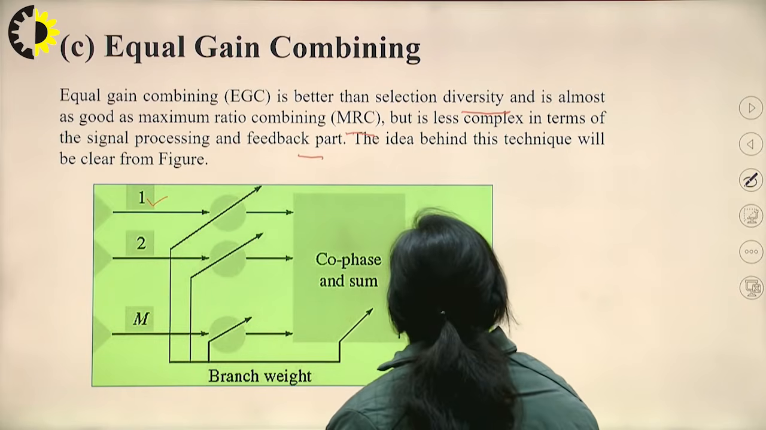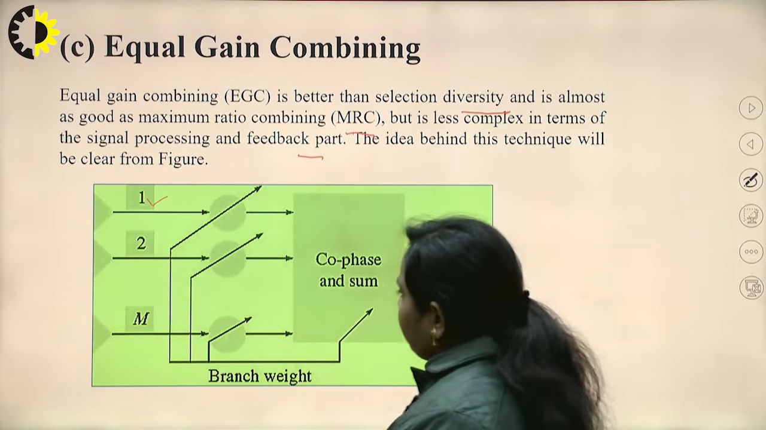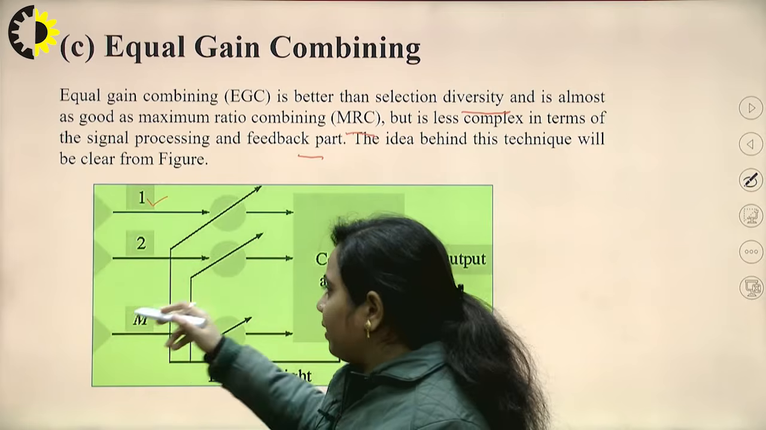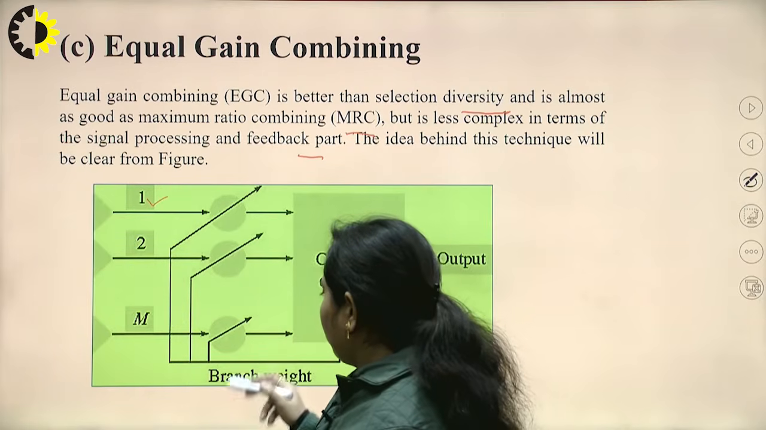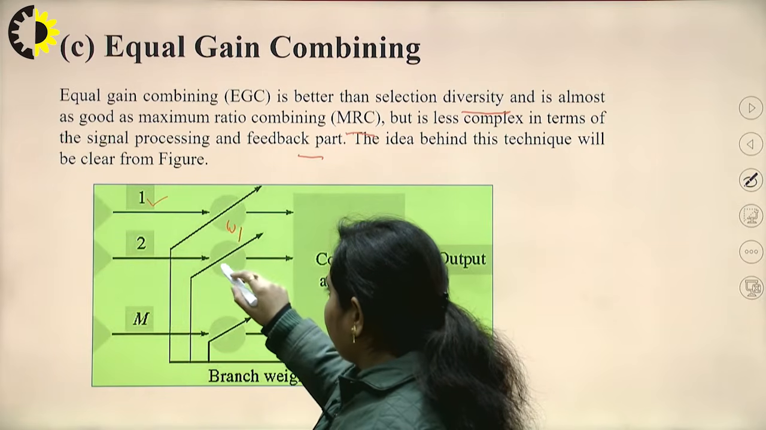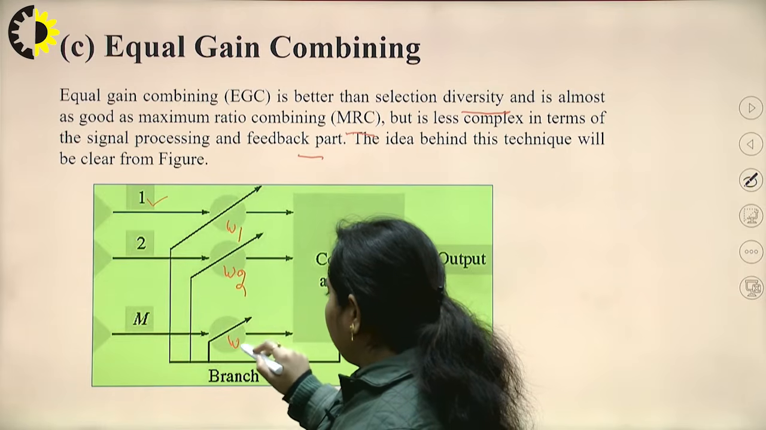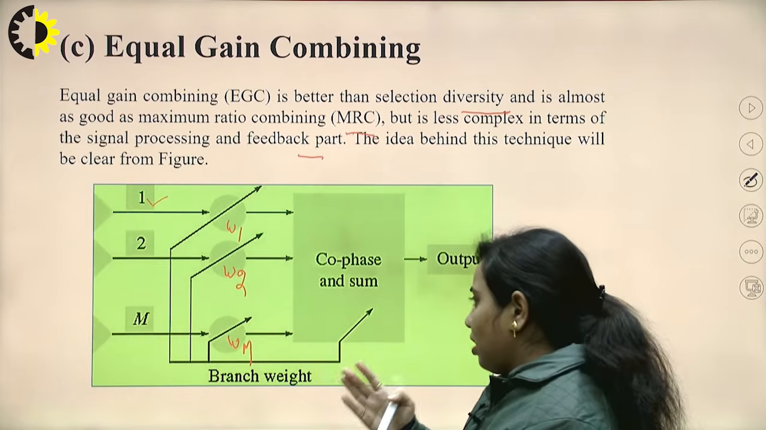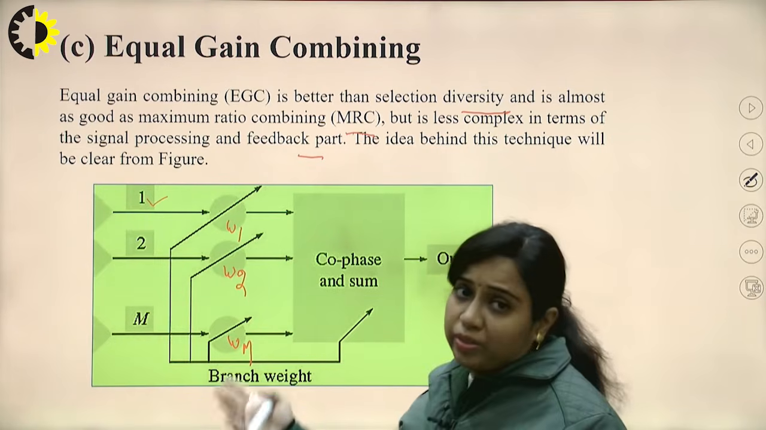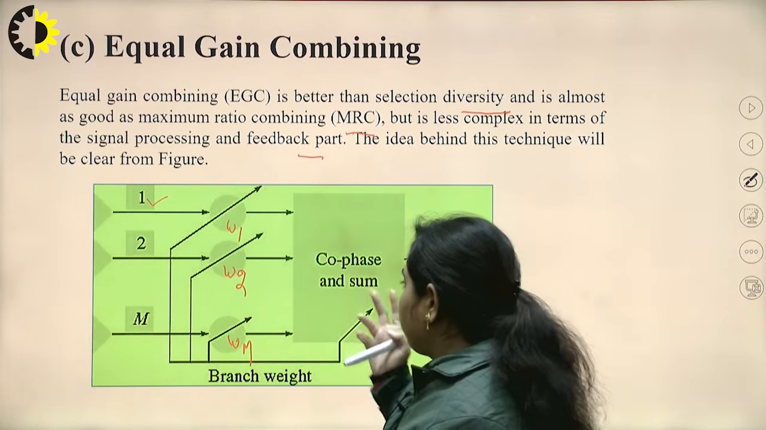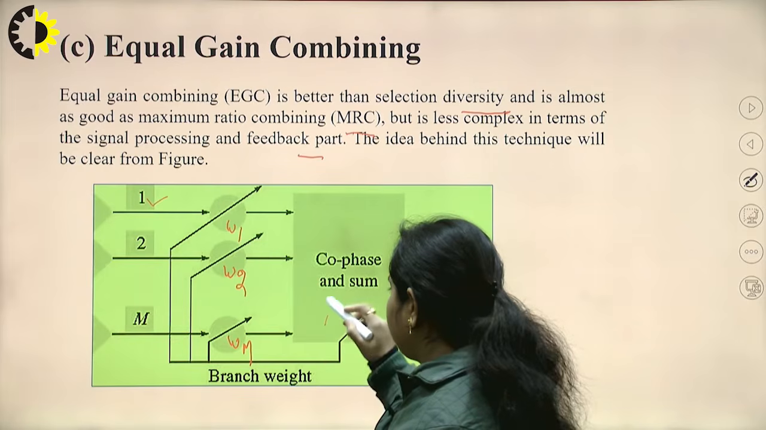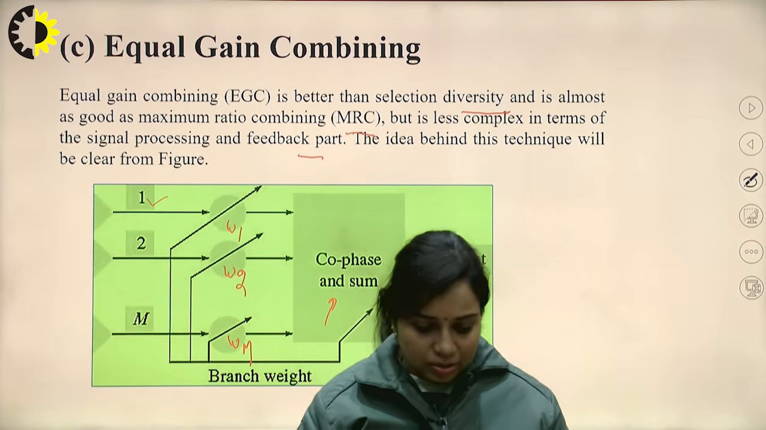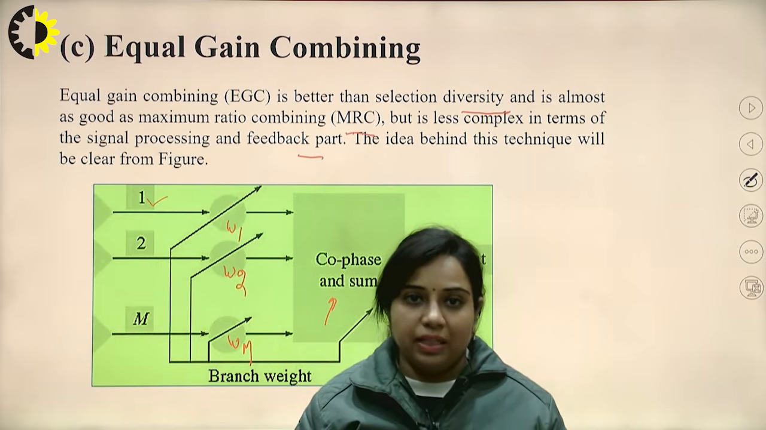So the idea behind this technique will be clear from this figure. Now you can see that m number of different paths are there, each having their own antennas and each having their own weights. These weights can be denoted by W1, W2 up to Wm. So m number of weights are there, and these are acting as attenuators. After passing through these, the signals will be added at this co-phase and sum, then considered as an output. So that is the equal gain combining technique.